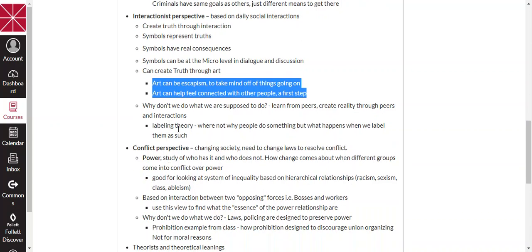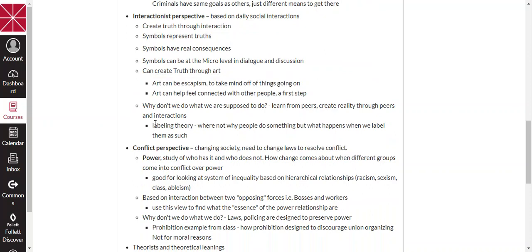One of the forms of deviance that we found with this one was labeling theory. So labeling theory is this idea of not necessarily why people do things or why they don't do things, but what happens when we label them as such. An example we gave is if a teacher labels a student as a bad student in the very beginning of a class, then that student might actually start acting as a bad student.